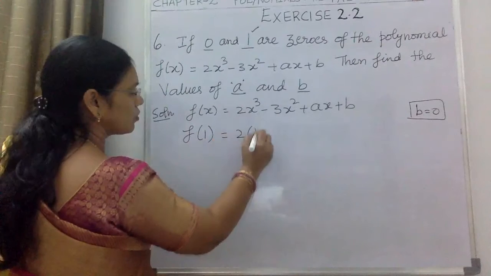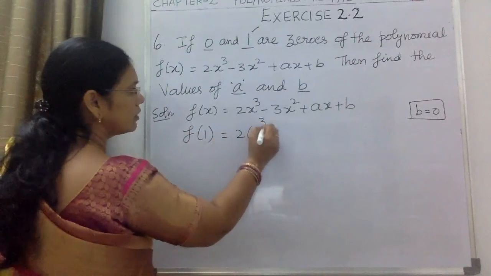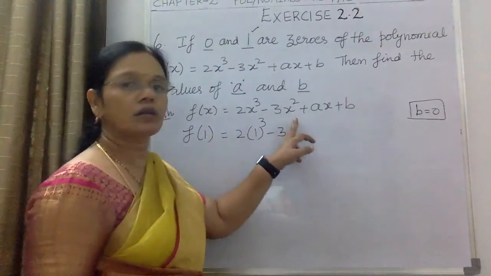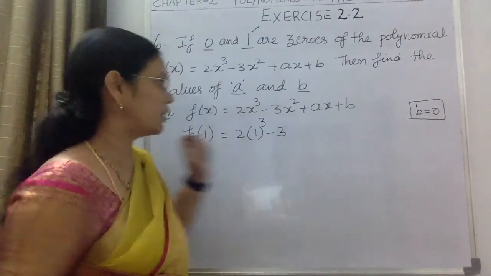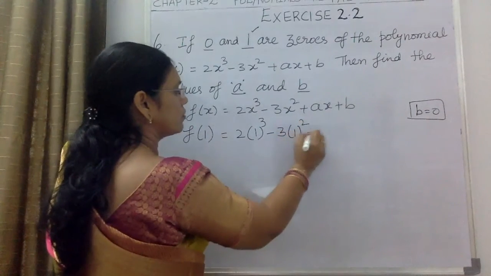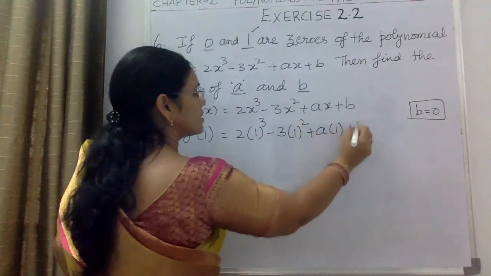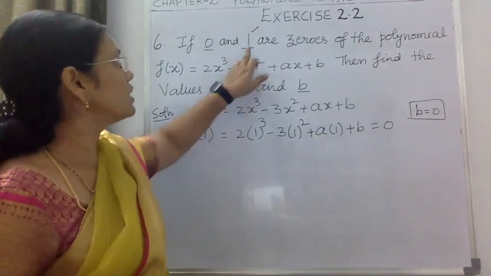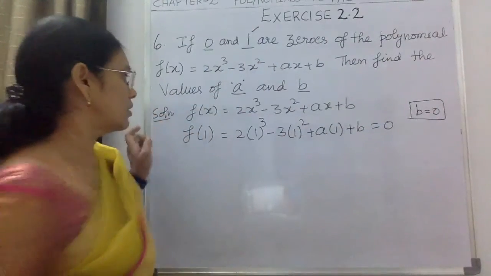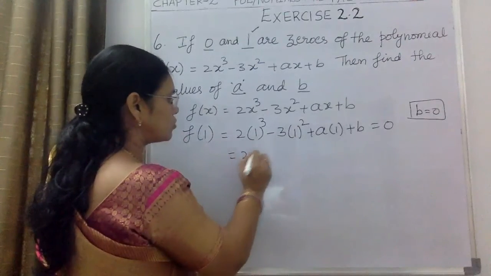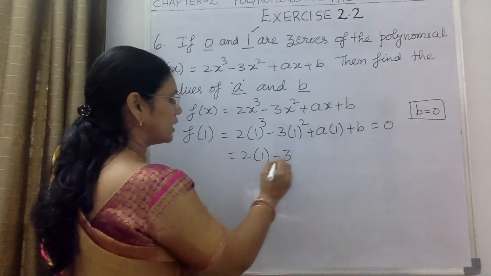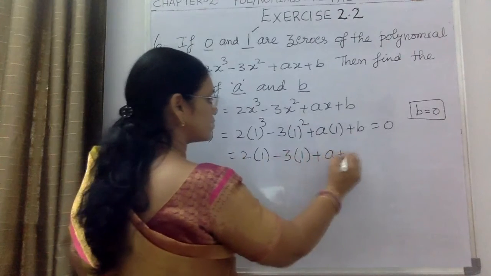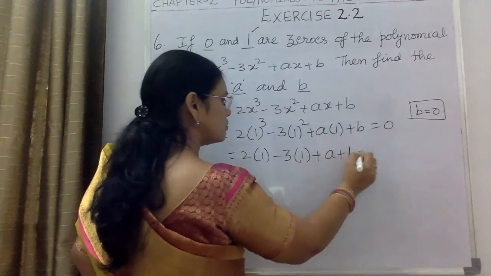Now let us substitute the other zero of the given polynomial, that is f of 1. 2 into, in place of x we are going to substitute 1, minus 3 into 1 square plus a into 1 plus b equals 0. Throughout the expression the x should be replaced by 1. Why are we equating it to 0? Because we know that 1 is the zero of the expression. So 2 into 1 cube will become 1. Again minus 3 into 1 square will become 1. Plus a into 1 is a, plus b equals 0.